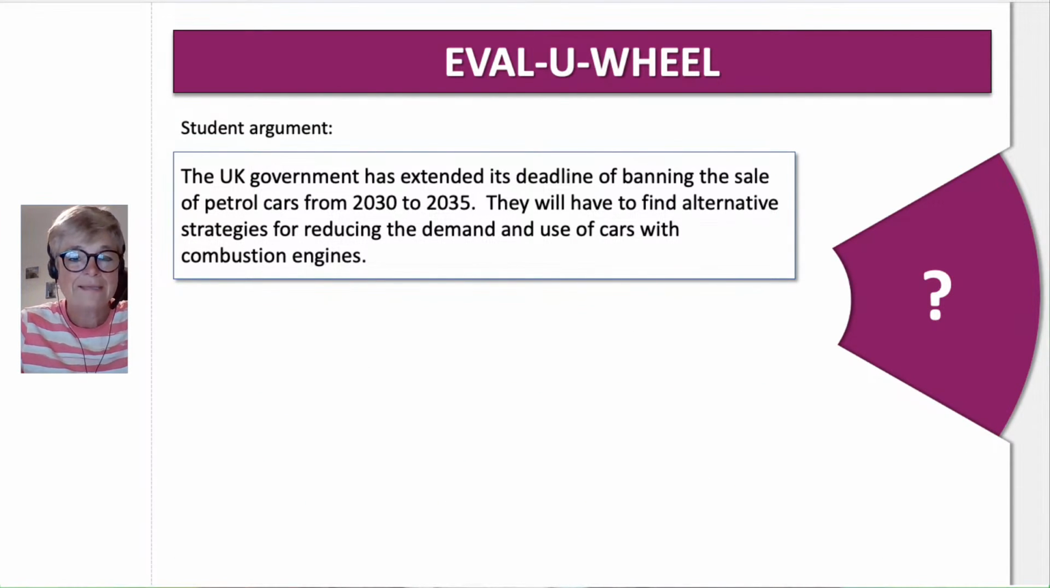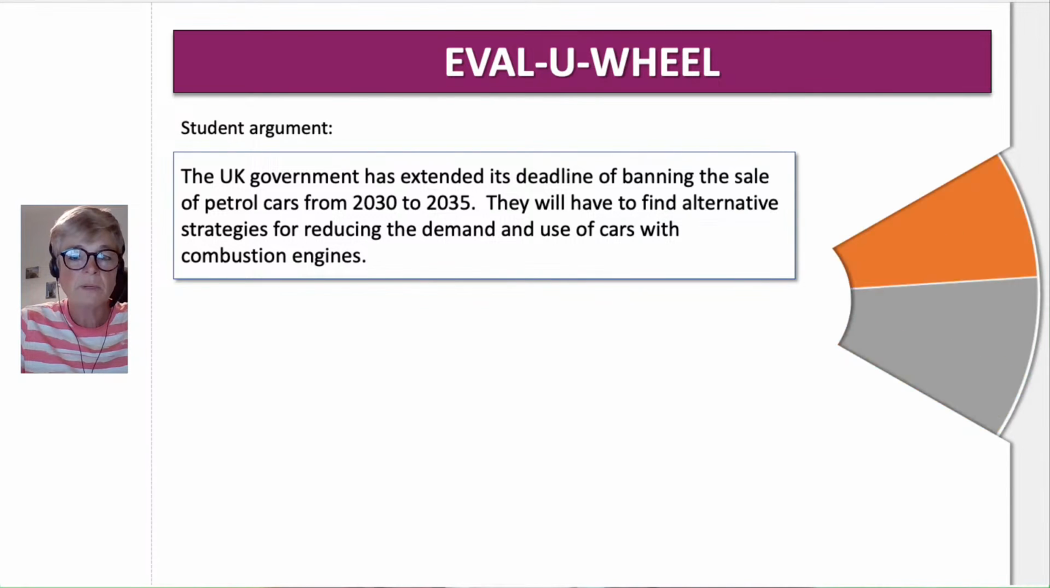The student argument is the UK government has extended its deadline of banning the sale of petrol cars from 2030 to 2035. You probably heard this in the news in the last fortnight or so. They will have to find alternative strategies for reducing the demand and use of cars with combustion engines. So by extending this deadline, they're going to have to find some other way of getting us to consume fewer cars with combustion engines. So let's spin the wheel, please, John.